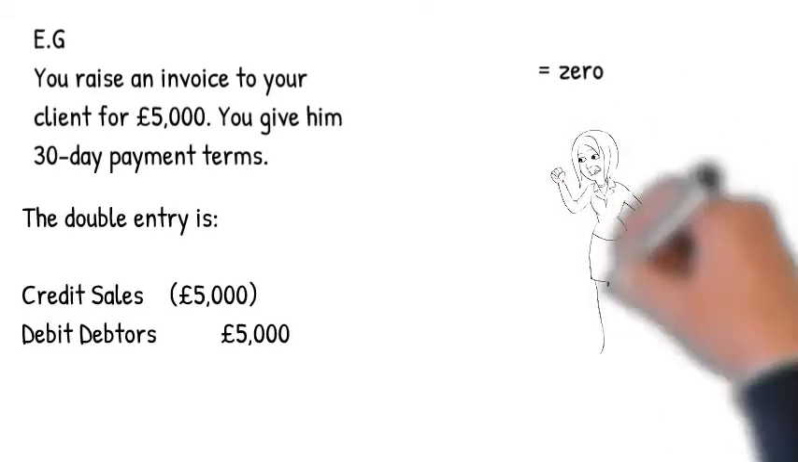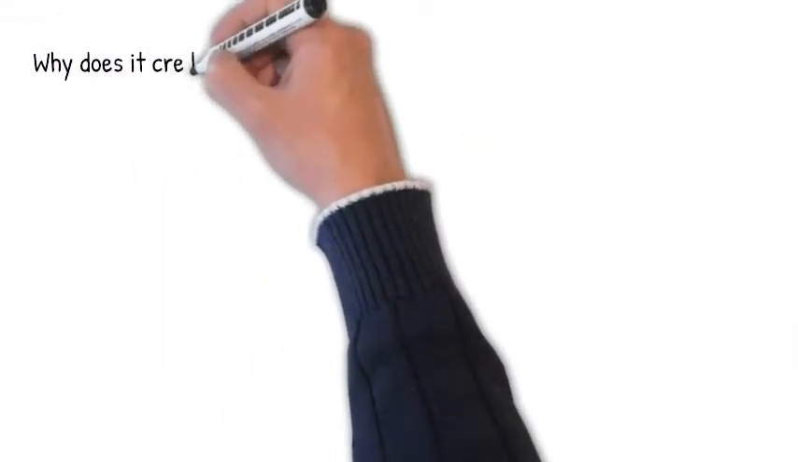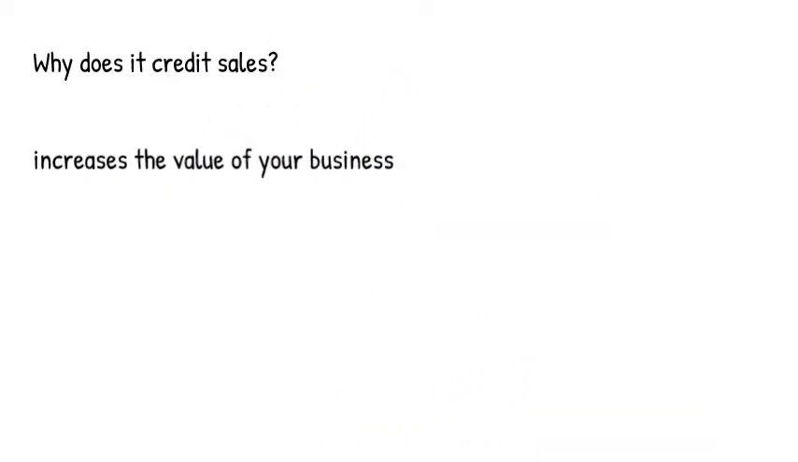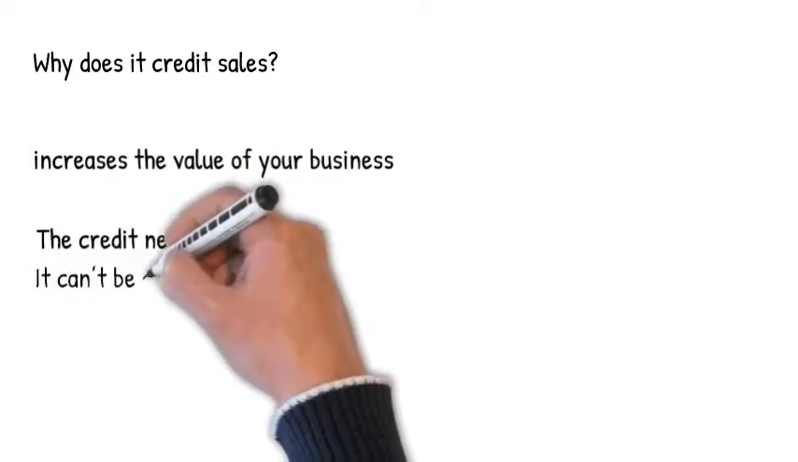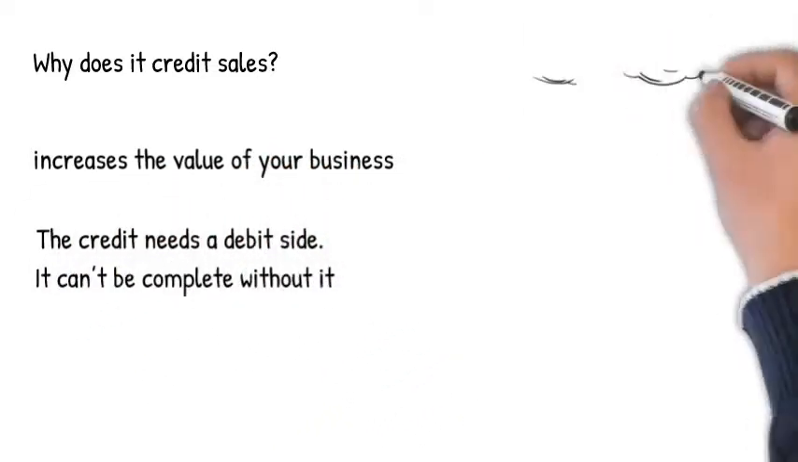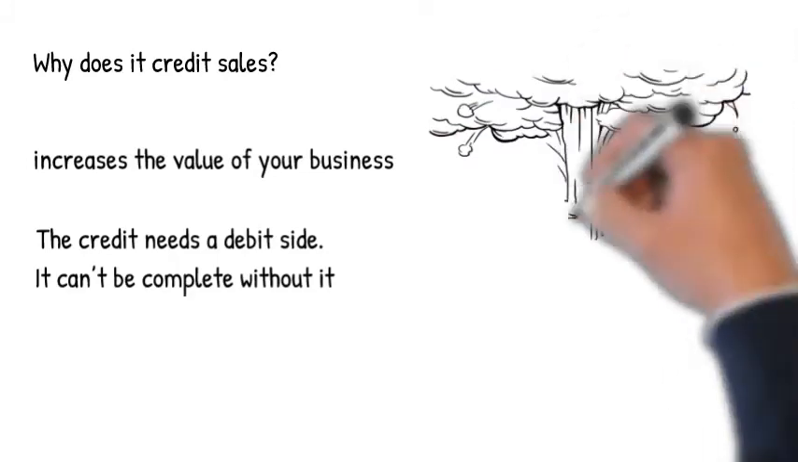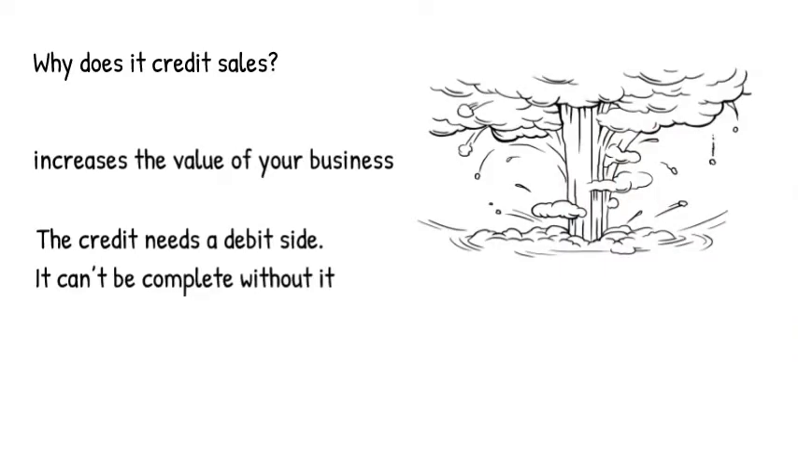You might say, well, why is a sale a credit? If I give a credit to someone, I'm giving them money back. It can be so frustrating to understand. Sales increase your value, hence why we use a credit. The credit needs a debit side though. There's a double entry needed. It can't be complete without it, and if it's not, this is what blows an accountant's mind. They need to have balance.